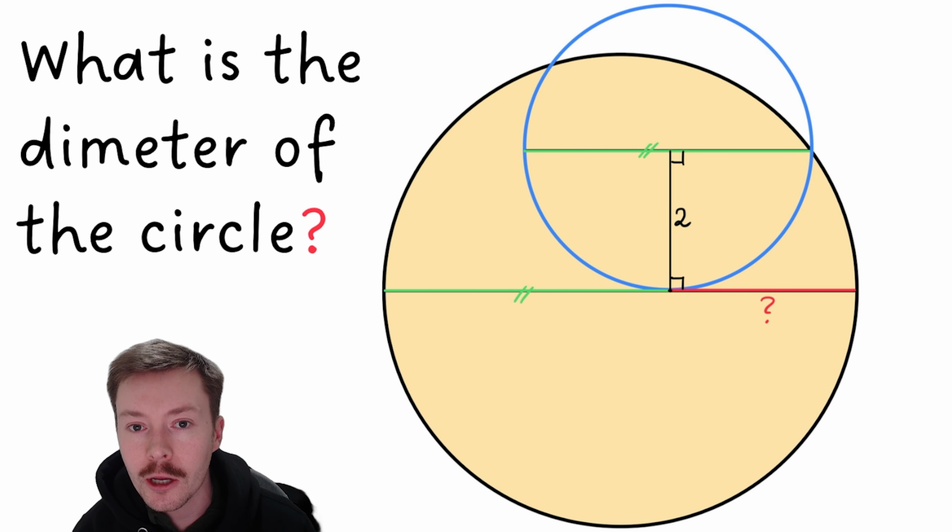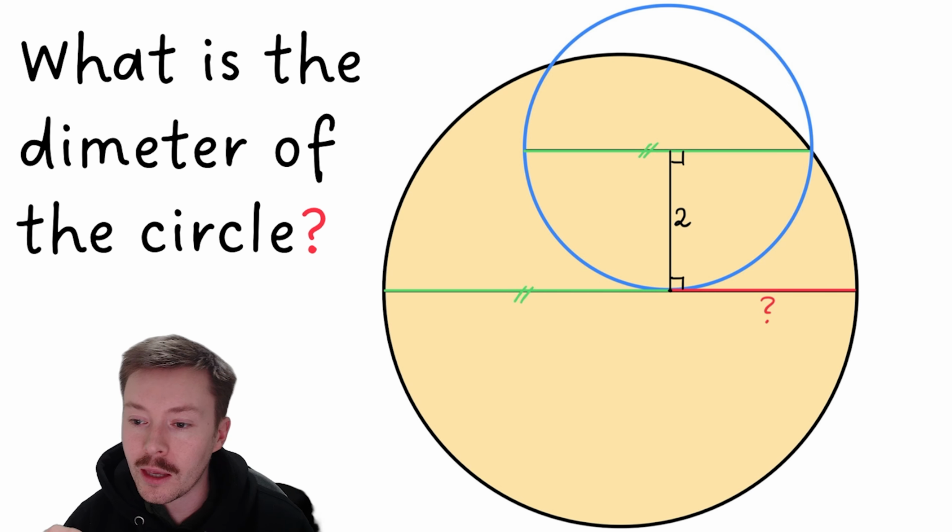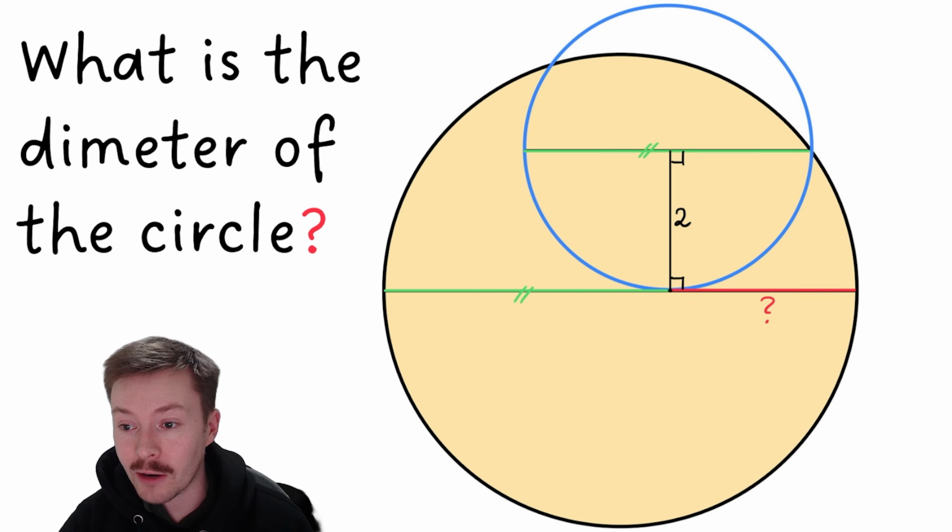Now the diameter of the blue circle is the green line, which is the same green line that is part of the diameter of the bigger black circle. Now the radius of that blue circle is 2, and it's at 90 degrees to the diameter, as you can see on the diagram.